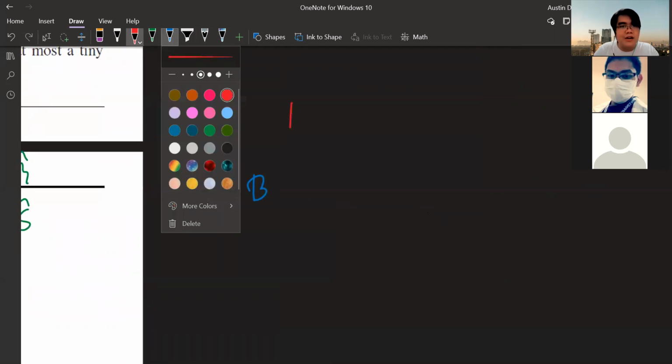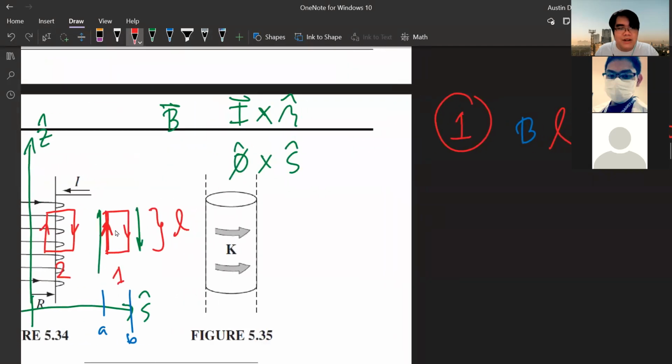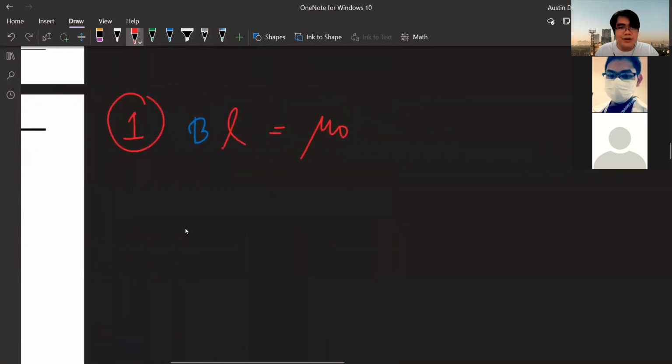Ayaw na magpalit ng color, guys. Alam ko na ito ay BL, tapos mu naught. Ano yung current enclosed dito? Wala, di ba? Kasi wala naman nagpa-pass through na wire dito. So, 0 ito.